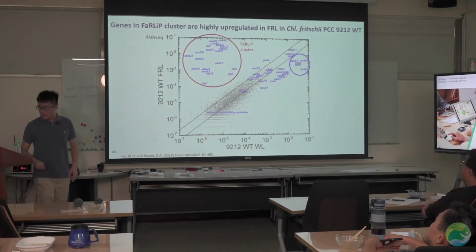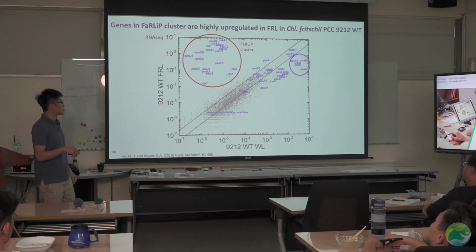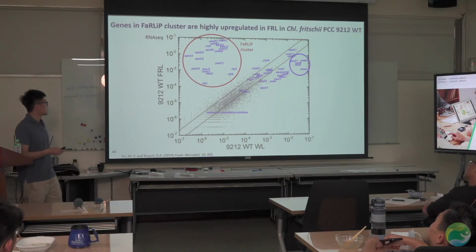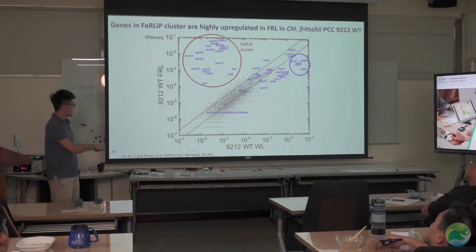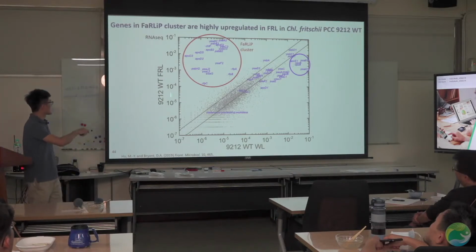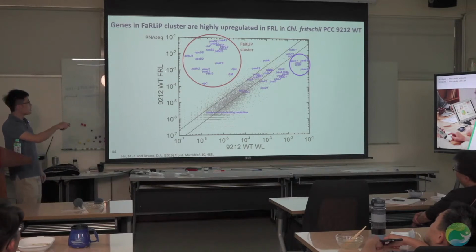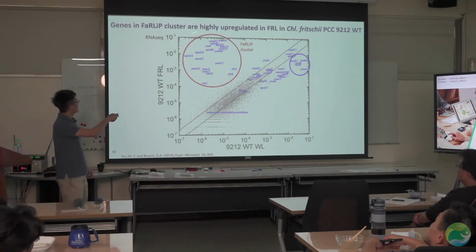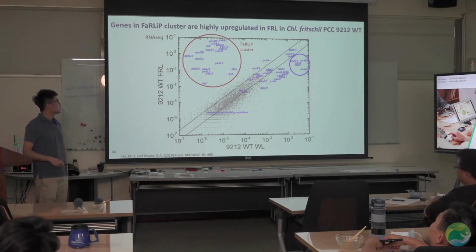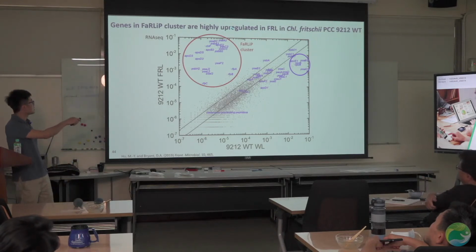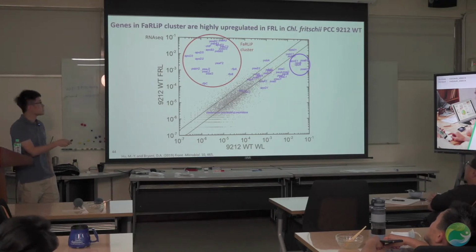So the regulators will induce the gene expression in the gene cluster under far-red light. Looking at these RNA sequencing results, this is the transcript level in white light, and this is the transcript level in far-red light. Those genes that are highly induced, with higher transcript levels, are the genes in the far-red light photoacclimation gene cluster.